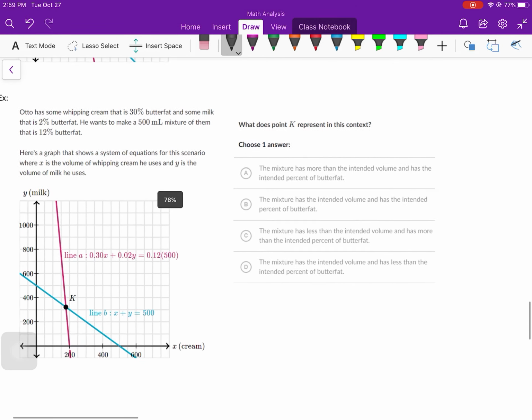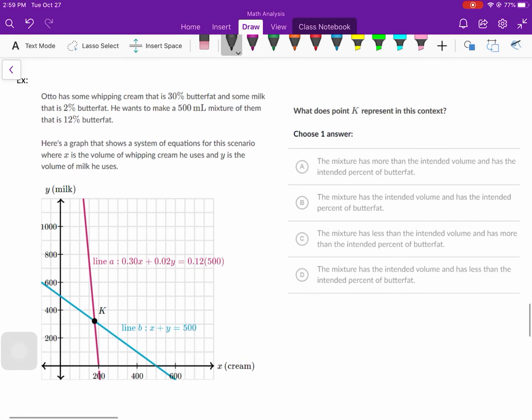And that's pretty much the idea of this assignment. I think there's another one just like this. Oh, this point K, that's right on the money. That means we're right where we're intended for both.